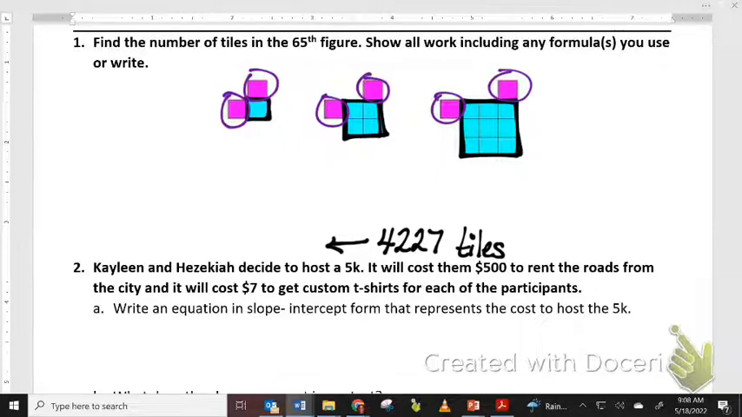Yep. I get it now. Lots and lots of tiles. An excessive amount of tiles.